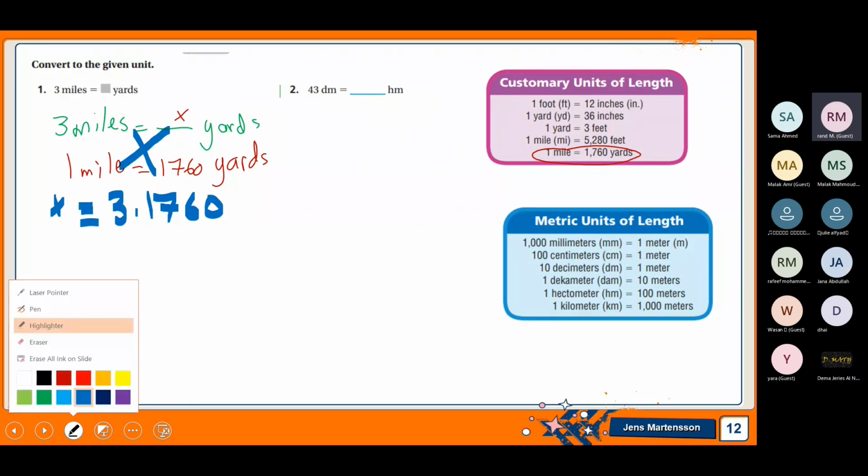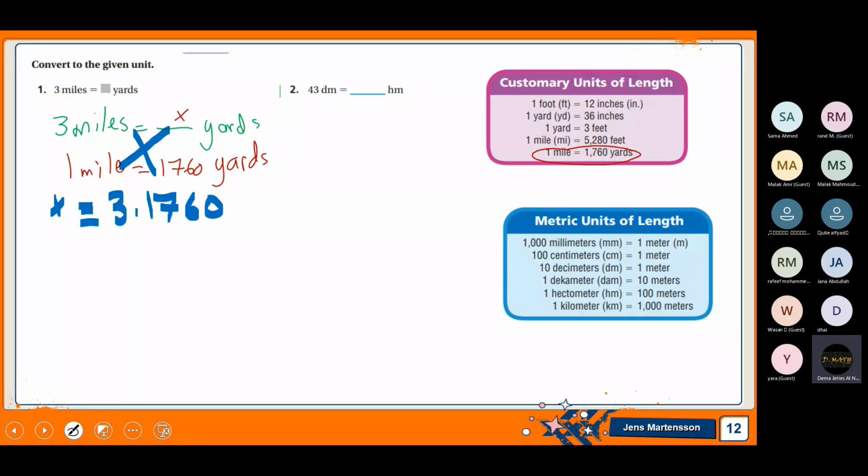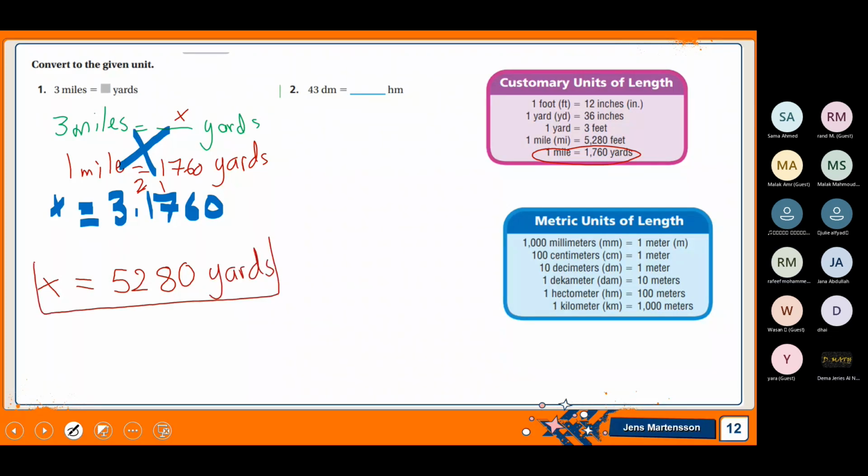Teacher, the period finished. Okay. 3 times 0 equals 0. 3 times 7 equals 21. 3 times 1 equals 3, plus 2 equals 5. So the answer is 5,280 yards.